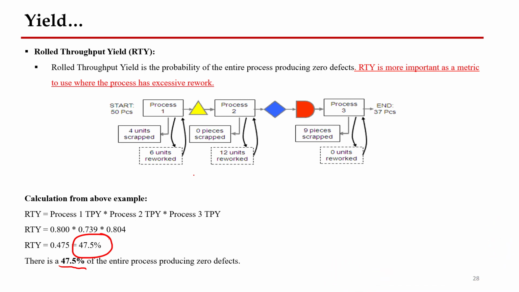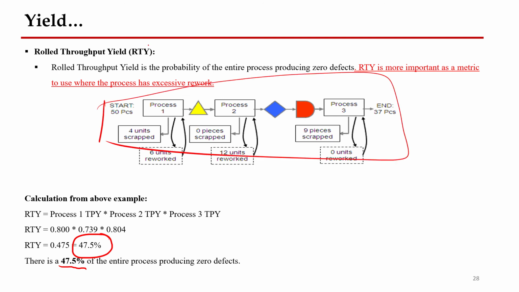In terms of quality management, the yield we have to report for the entire process is the rolled throughput yield. And obviously, if you want to report for every particular process, that is going to be the first pass yield of every particular process.